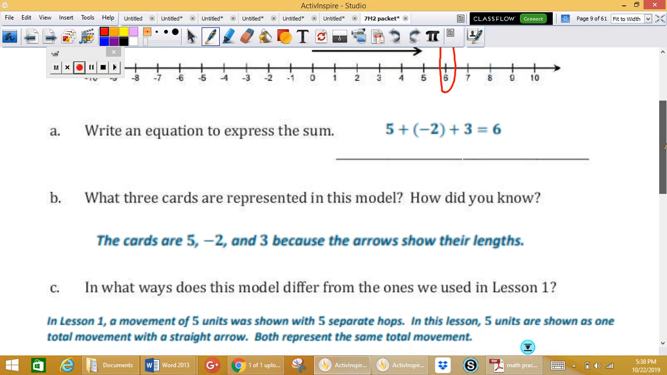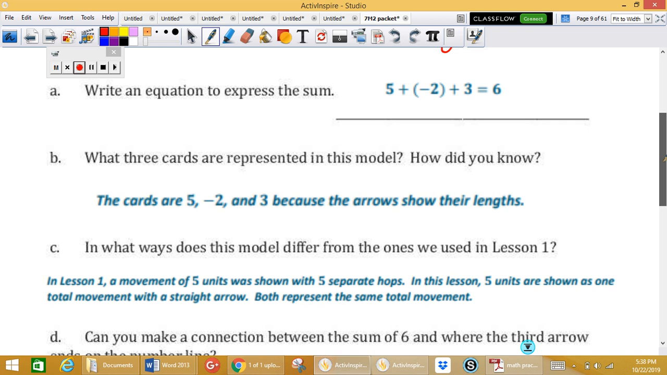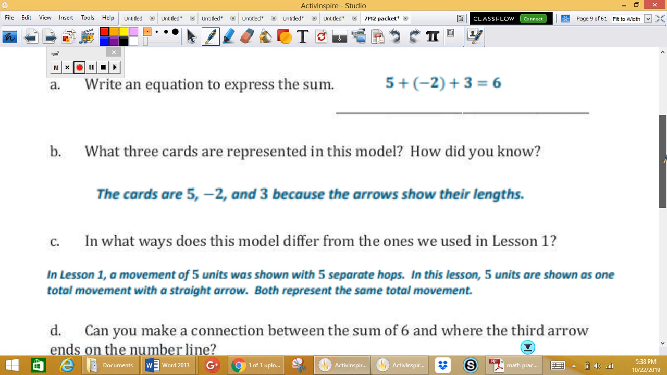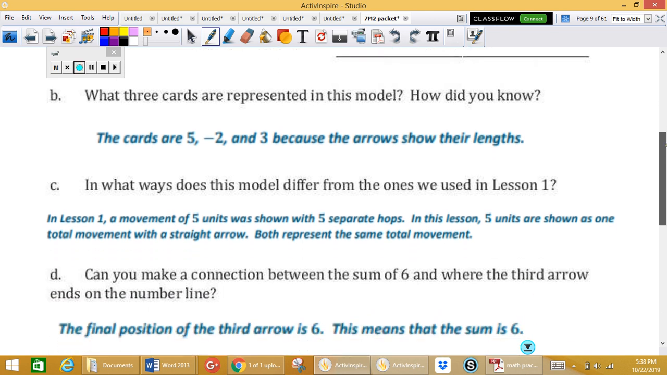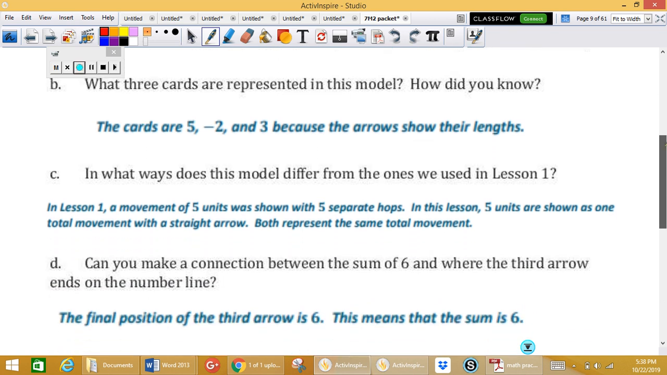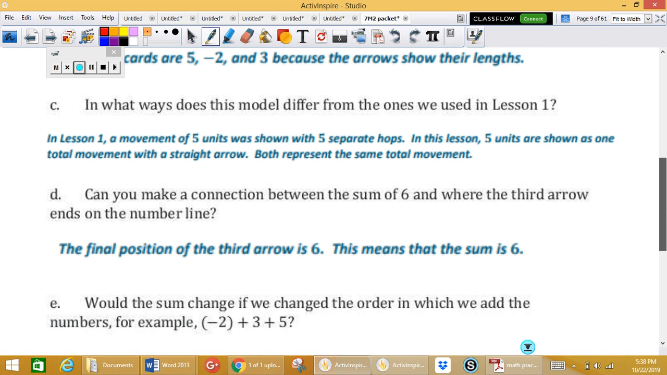In what way does this model differ from the ones used in Lesson 1? In Lesson 1, a movement of 5 units was shown with 5 separate hops. In this lesson, 5 units is shown with 1 total movement with a straight arrow. Both are the same total movements. Can you make a connection between the sum of 6 and where the third arrow ends on the number line? The final position of the third arrow is 6. This means the sum is 6.